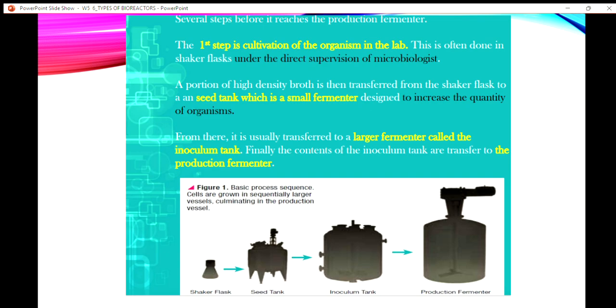Okay, so this is roughly what you need to know, the several steps before you are using the production fermenter or production bioreactor.